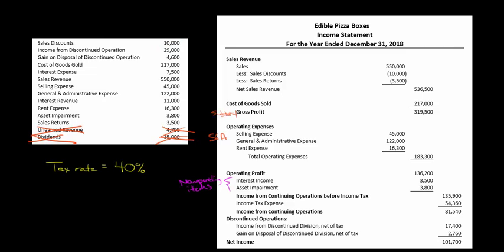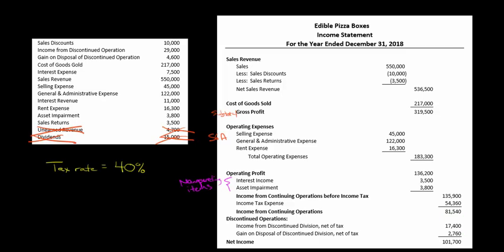We multiply that by 1 minus the tax rate because discontinued operations are presented net of tax. Why? Because we already took out tax expense, but we didn't do that for our discontinued operation. So we present it net of tax, and that's $17,400.